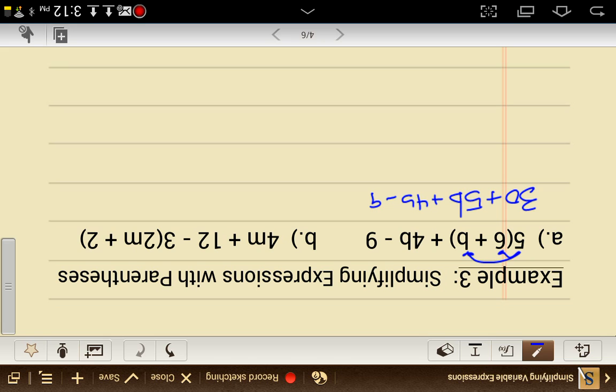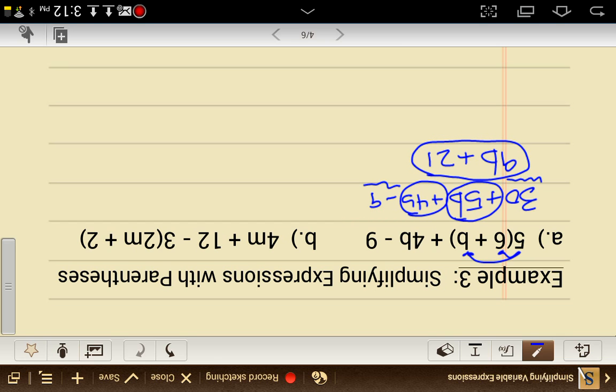Then I'm going to combine. Okay, I got my 5b plus 5b plus 4b, so that's 9b. I have a 30 minus 9, that's 21, so plus 21. 9b plus 21. That's my final answer.